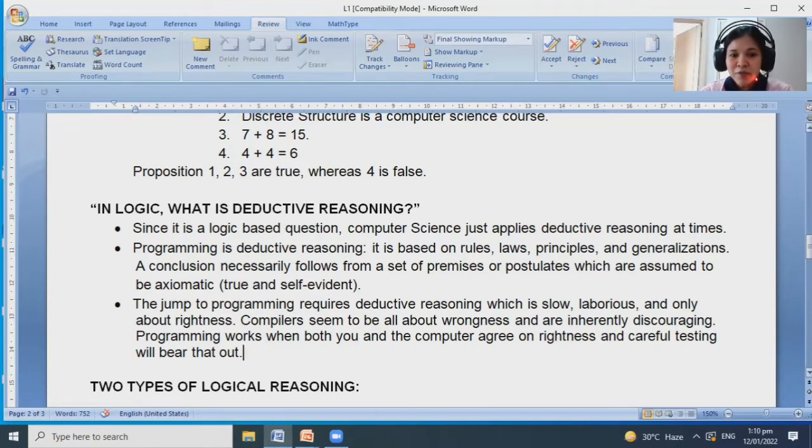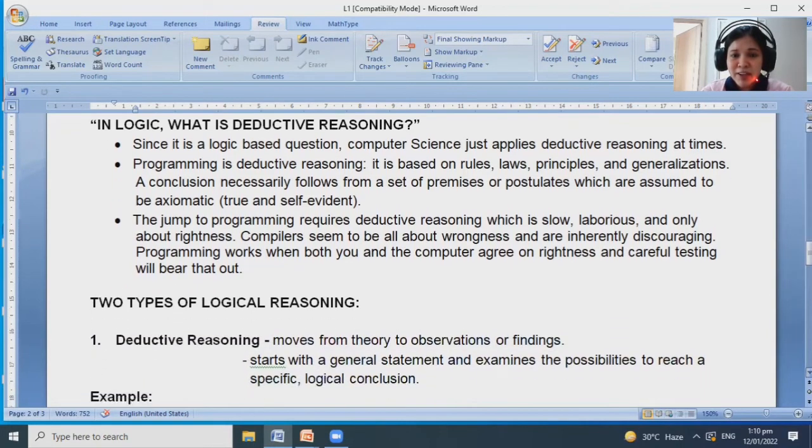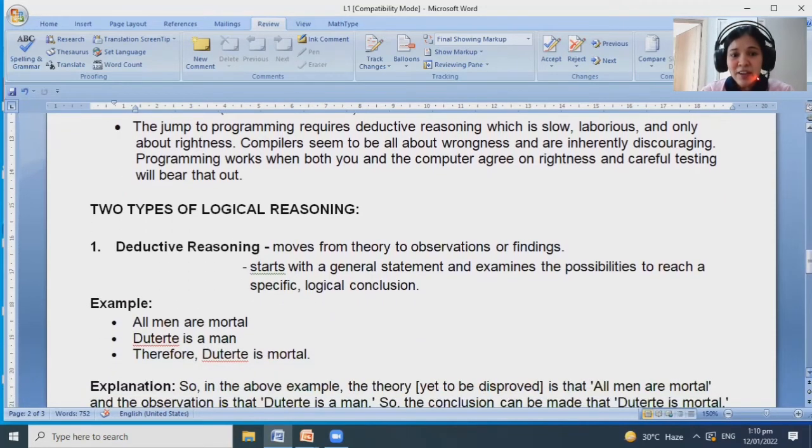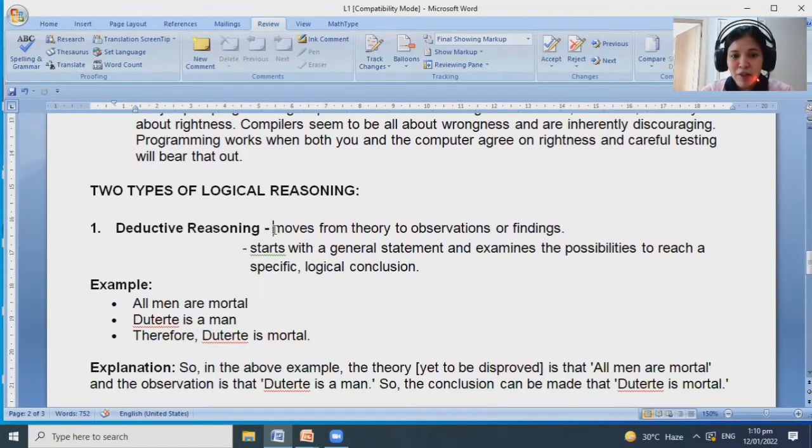Then, two types of logical reasoning or mathematical reasoning. We have deductive reasoning, which moves from theory to observations or findings. It starts with a general statement and examines the possibilities to reach a specific logical conclusion. So as I told you, general to specific. Example: all men are mortal. Duterte is a man, therefore Duterte is mortal.